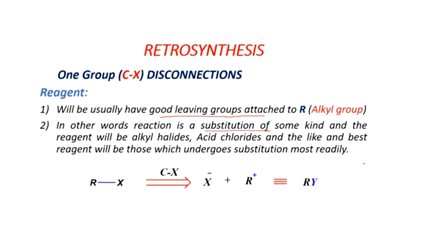In one group CX disconnection, we have to use different reagents. We will usually have a good leaving group attached to the alkyl group. The leaving group must be either a positively charged water molecule, or an OTs group, or another good leaving group. We have to use that leaving group while studying our retrosynthesis. In other words, the reaction is a substitution of some kind, and the reagent will be alkyl halides, acid chlorides and the like, and the best reagents will be those which undergo substitution more readily.